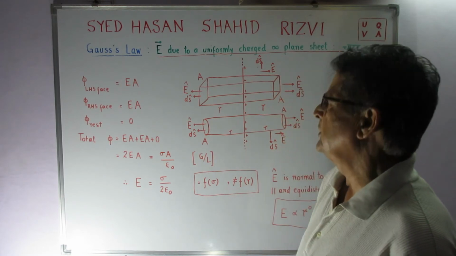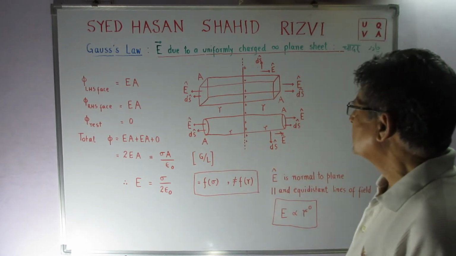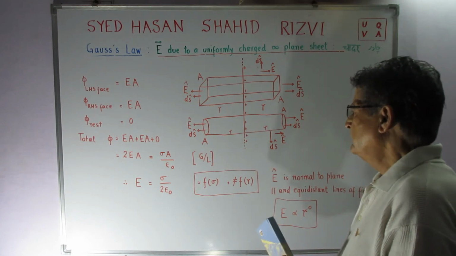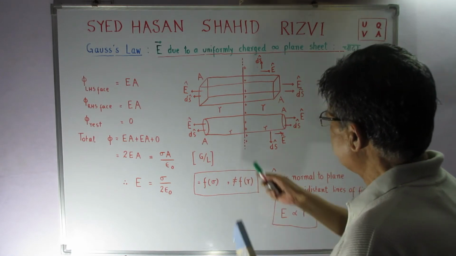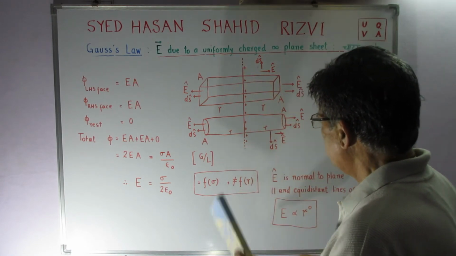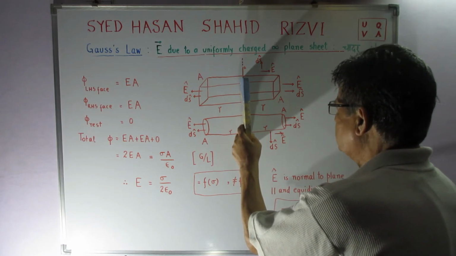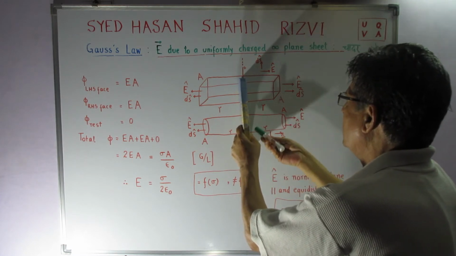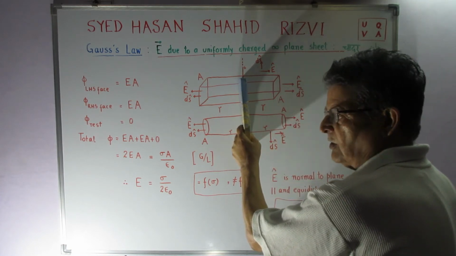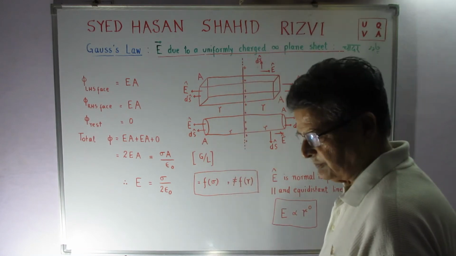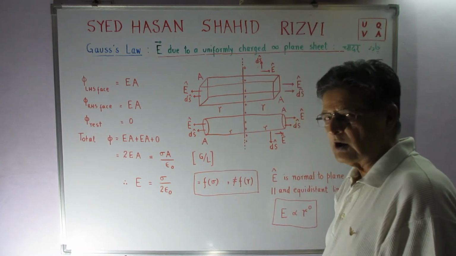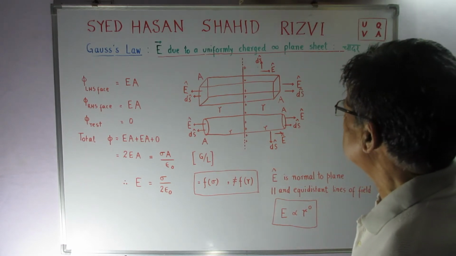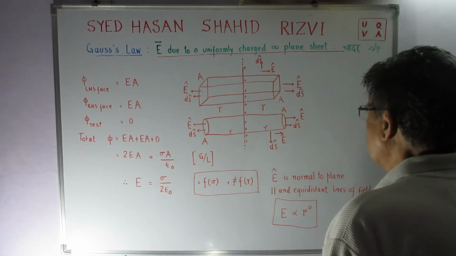So the next case is that of an infinite plane sheet, which I have kept here in the form of a line, but it is actually a plane sheet which extends this side, this side, this side and that side, all sides, to infinity. That means it is a sheet of charge. The charge that I am taking just now is a positive charge, so that the electric field will be away from it.